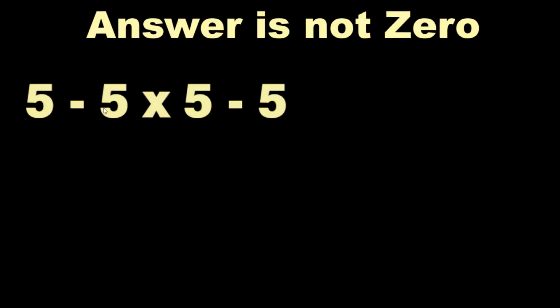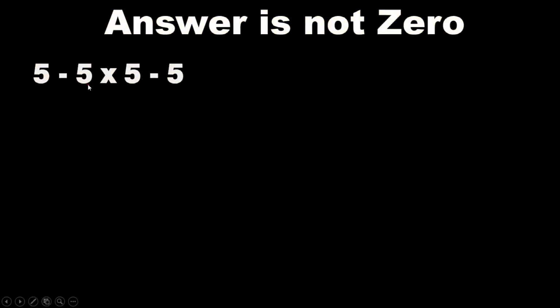Part 1, the common mistake. At first glance, this math problem looks incredibly simple. Many people look at it and immediately think the answer is 0. Let's look at how they arrive at that wrong answer.